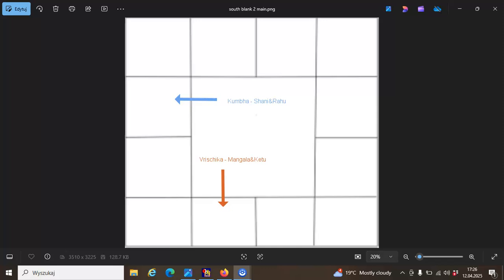Okay, so we'll start from the sign of Rishika. As you see, Rishika has two co-rulers, Mangala and Ketu. Starting from rule number 1: if Mangala is in Rishika and Ketu in another Rashi, count up to the other Rashi where Ketu is placed, ignoring Mangala. That's what the first rule says.